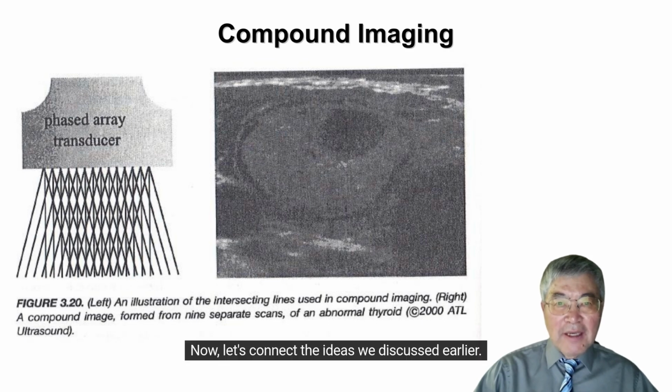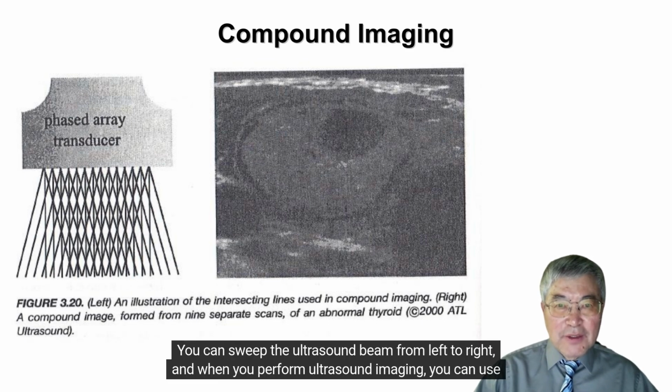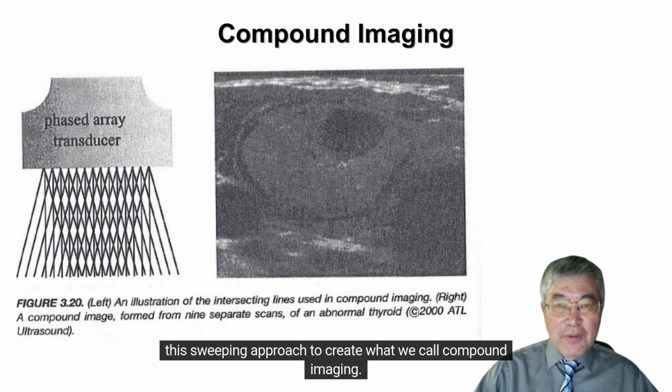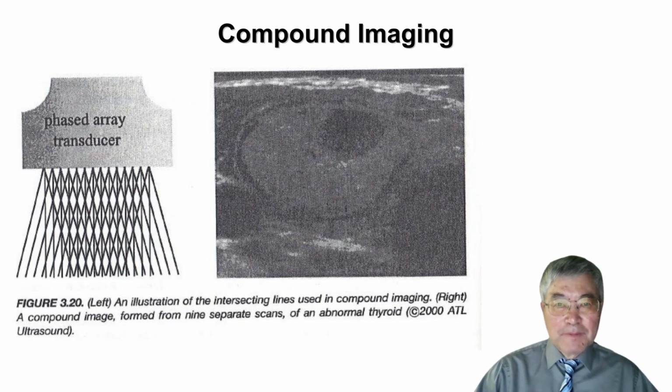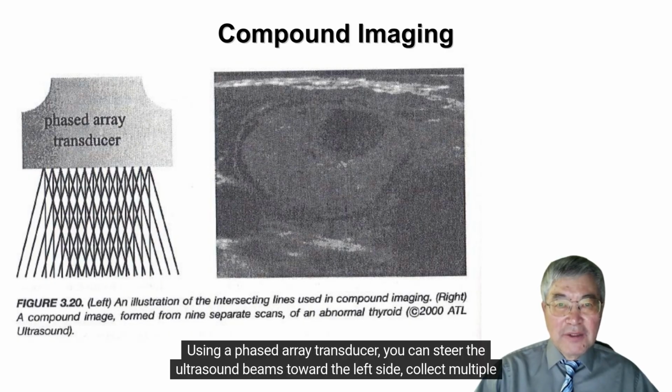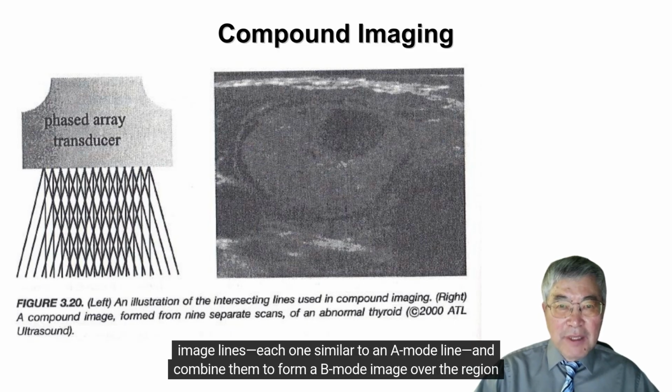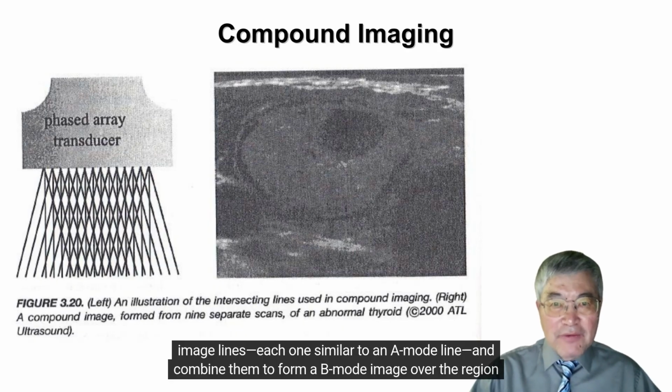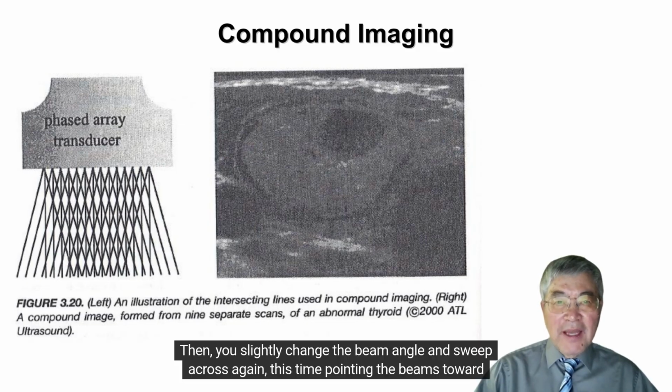Now, let's connect the ideas we discussed earlier. You can sweep the ultrasound beam from left to right, and when you perform ultrasound imaging, you can use this sweeping approach to create what we call compound imaging. Using a phased array transducer, you can steer the ultrasound beams toward the left side, collect multiple image lines, each one similar to an A mode line, and combine them to form a B mode image over the region of interest.